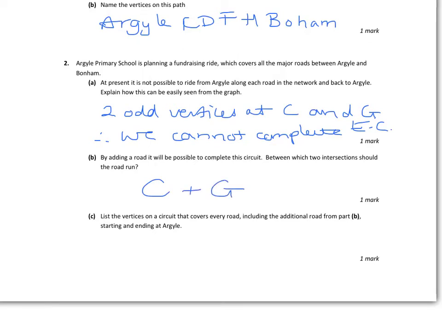Part C then asks us to list the vertices on a circuit that covers every road, including the additional road that we've just added in, so including that road from C to G. And we want to start and end at Argyll. Now there's various answers for this, and so it's just a matter of testing your answer to see whether it actually does cover each road just once. I'd recommend using a highlighter or something with a bit of colour so that you can actually see whether you've traced over those roads or not.